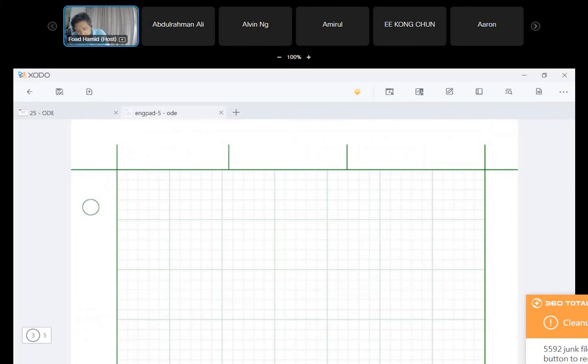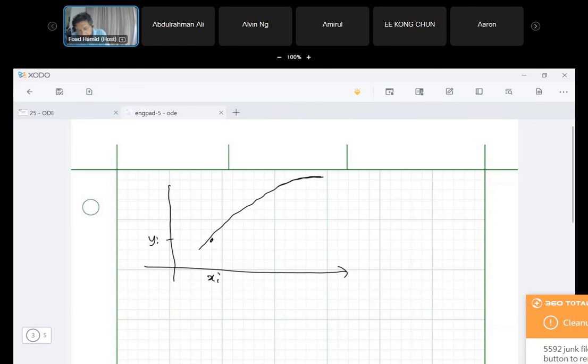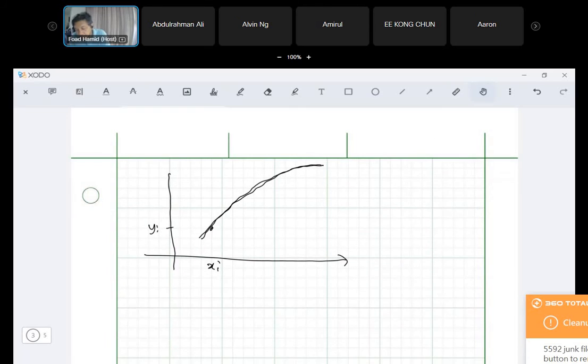So why not let me draw a better one here. This is my xi, and of course this is going to be my yi, and let's say this is my curve. I want to change color here.